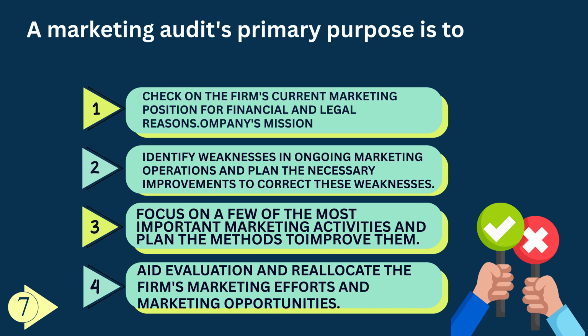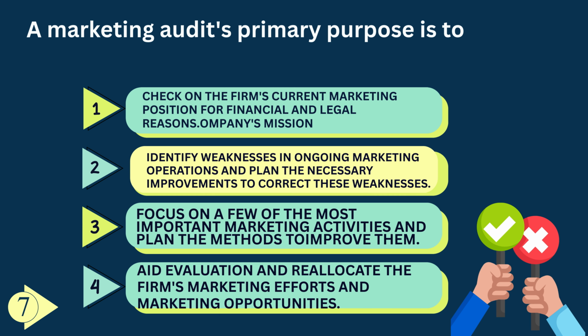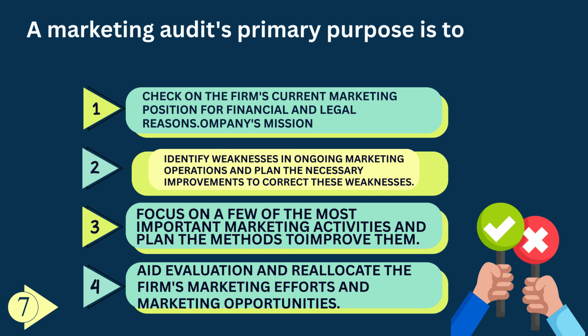A marketing audit's primary purpose is to: option 1, check on the firm's current marketing position for financial and legal reasons. Option 2, identify weaknesses in ongoing marketing operations and plan the necessary improvements to correct these weaknesses. Option 3, focus on a few of the most important marketing activities and plan the methods to improve them. Option 4, aid, evaluate and reallocate the firm's marketing efforts and marketing opportunities. And the correct answer is option 2, identify weaknesses in ongoing marketing operations and plan the necessary improvements to correct these weaknesses.